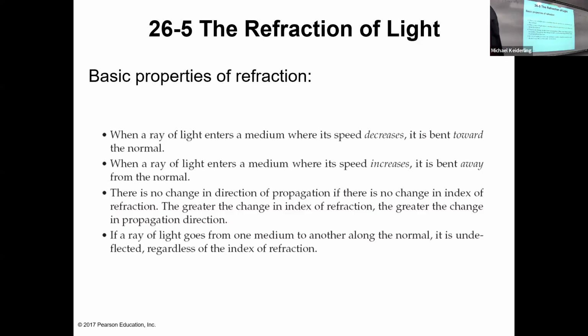The greater the change in index of refraction, the greater the change in propagation direction. If a ray of light goes from one medium to another along the normal, it doesn't get deflected, regardless of the index of refraction. Because basically the sine term goes to 0, and 0 times anything equals 0.